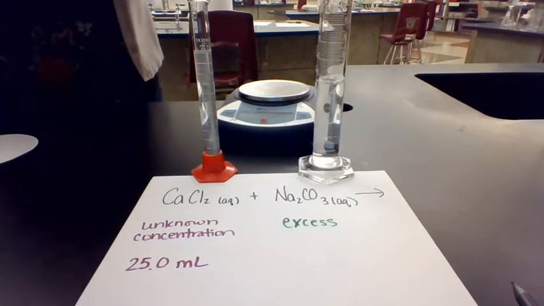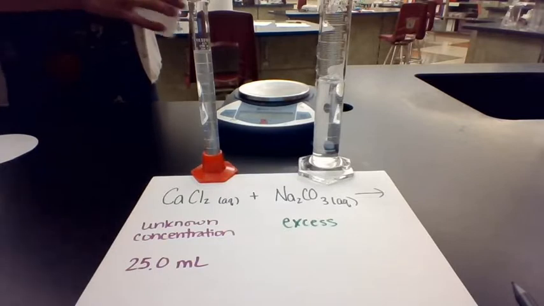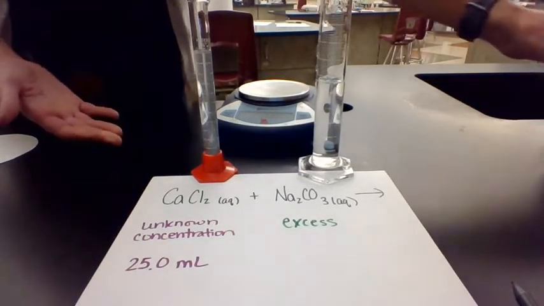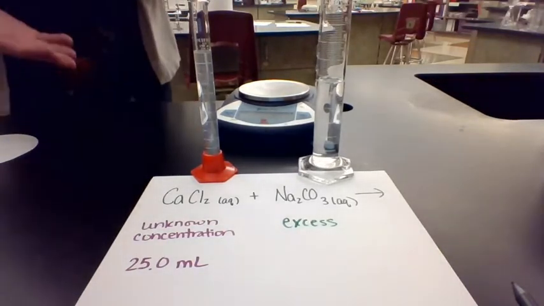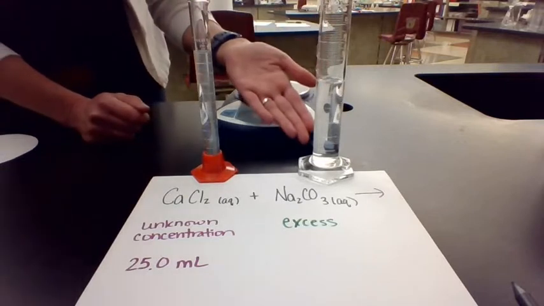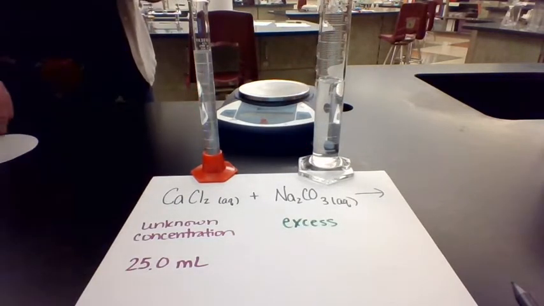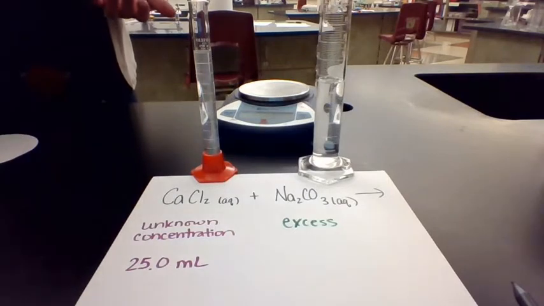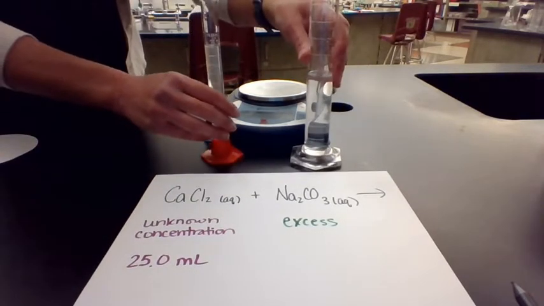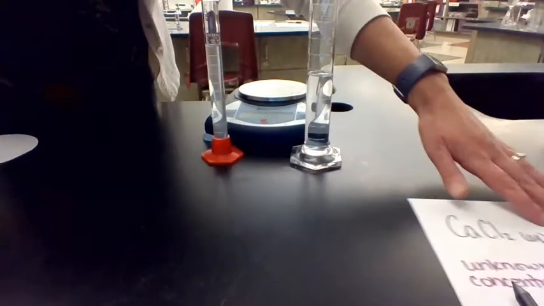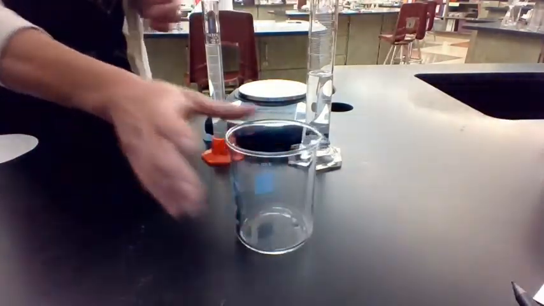Okay. So here are my two solutions. Notice they're both clear, colorless liquids. This one I know the concentration of. I know it's in excess. This one is my unknown. And I'm going to mix them together, and I'm going to observe a precipitation reaction. Okay, so here we go.